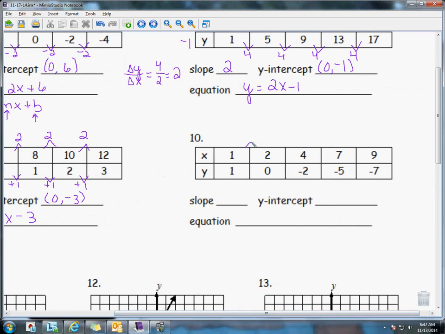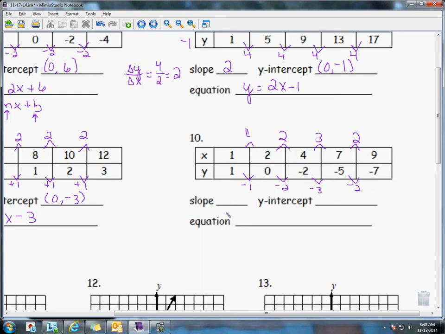Number 10, again, we're going to do our change in x and our change in y. My x's are going up by a 1, then it went up by 2, then it goes up by 3, then it goes back up by 2. My change in y's, it went minus 1, then minus 2, minus 3, and then minus 2. So this one is a little bit different.